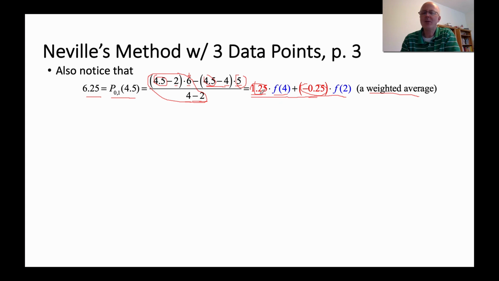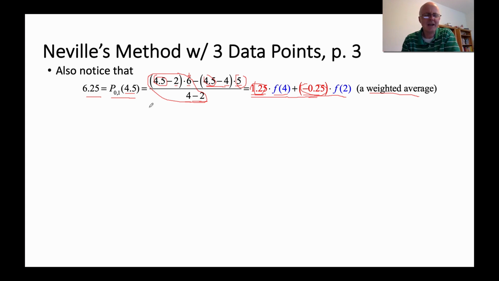And why do we have these weights? Why does f of 4 get a weight of 1.25 and f of 2 get a weight of negative 0.25? Well, it's because the input, 4.5, is to the right of 4. It's closer to 4 certainly than to 2. We should give f of 4 a lot more weight, in a sense, if we're trying to approximate the function at 4.5 than we should f of 2.